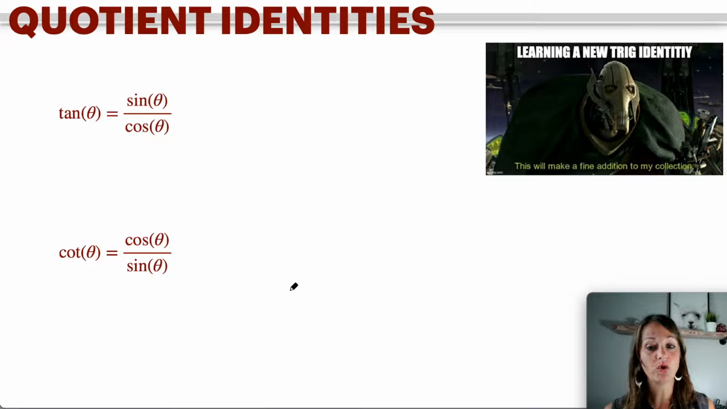There are 2 quotient identities with tangent and cotangent. Tangent has the identity of sine divided by cosine, and cotangent has the identity of cosine divided by sine. Again, they are reciprocals, which is why the fractions are flipped. But one new thing, if you have not already learned it, is the tangent of an angle is equal to sine of the angle divided by cosine of the angle.